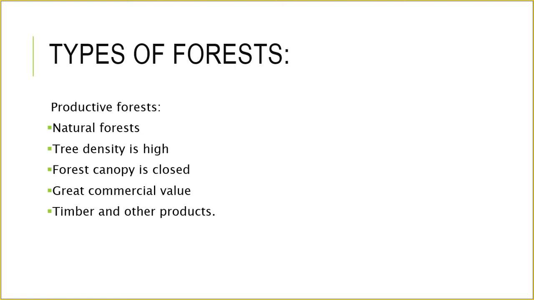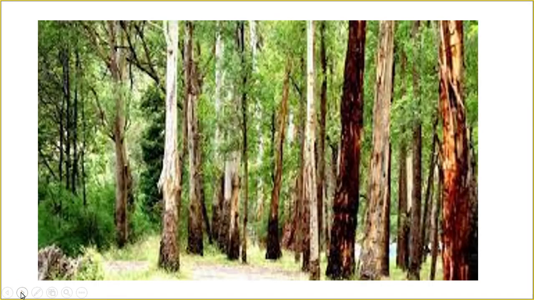Now, these forests have great commercial value and they provide timber and other products as well. Now, you can have a look at the picture. So, you see, this is a picture of a productive forest where you see the branches overlapping one another. And if you look at this forest from the top, the crowns of the trees would be such that it will seem to have a closed look.